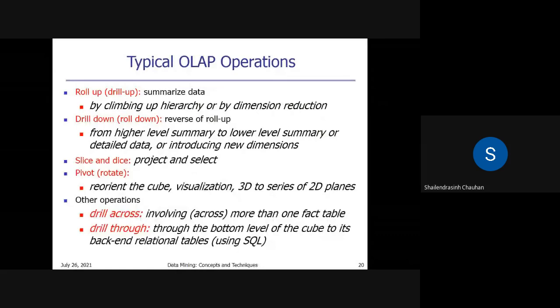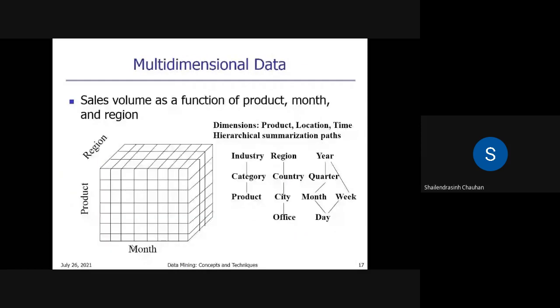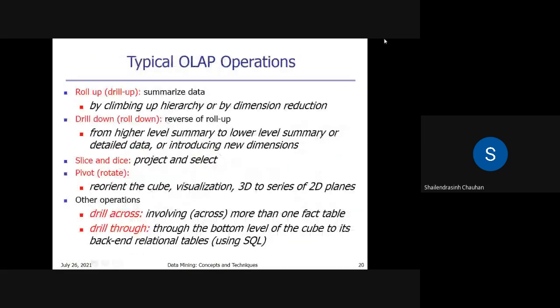Right, so in roll up, what we are doing is climbing up the hierarchy. Now what is hierarchy? The same thing that we had seen earlier. Right, so these are the hierarchies. Like this is the hierarchy for, let us say, product, this is the hierarchy for location, this is the hierarchy for time. Fine. So in roll up we are climbing up the hierarchy. In drill down we are going downwards in the hierarchy. Right, so roll up we are climbing up, in drill down we are climbing down the hierarchy.